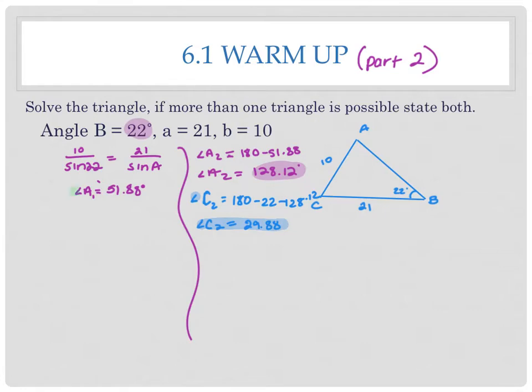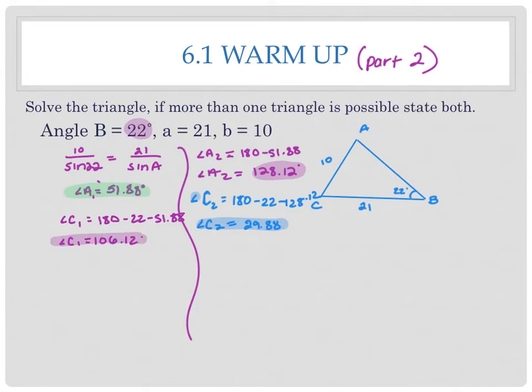So in the first triangle, I first found angle A. I still have angle B, which means the last one would be angle C1. I'm going to do 180 minus the 22 that I was given, minus the 51.88. So 180 minus 22 minus 51.88, and I get angle C1 equals 106.12.